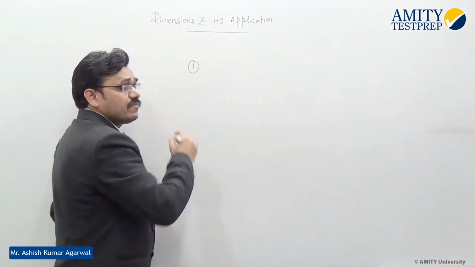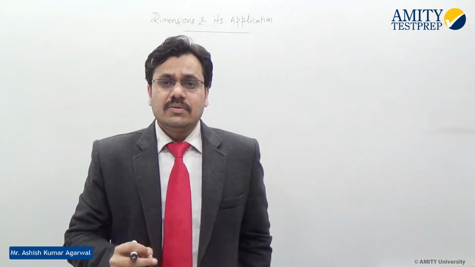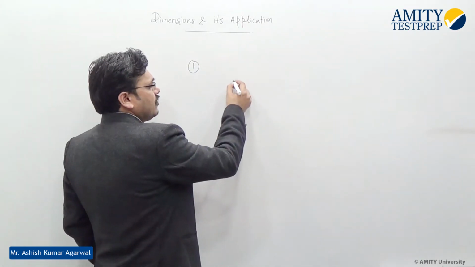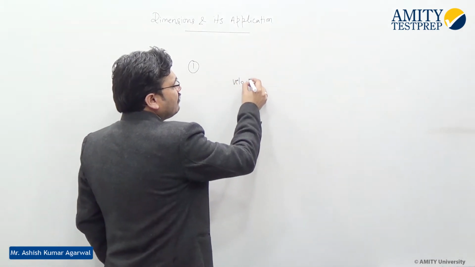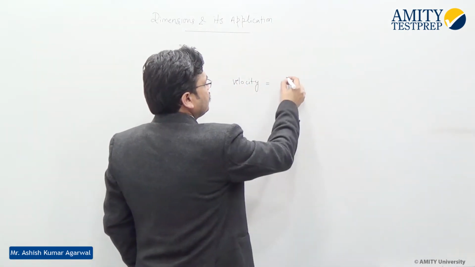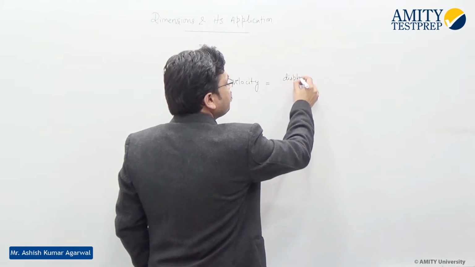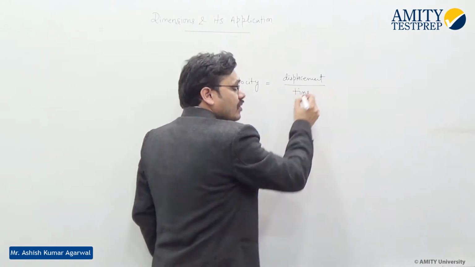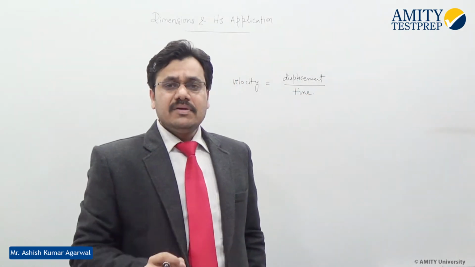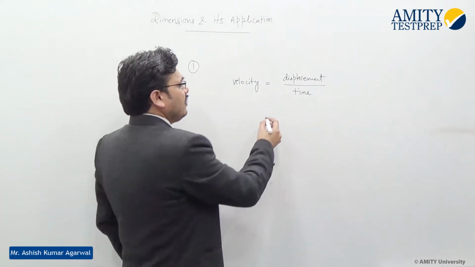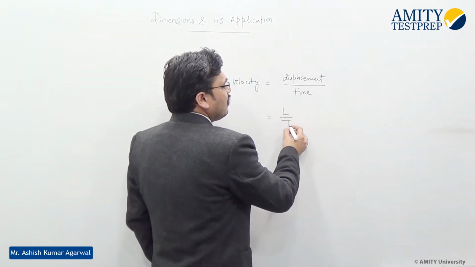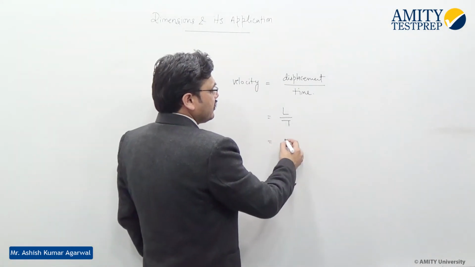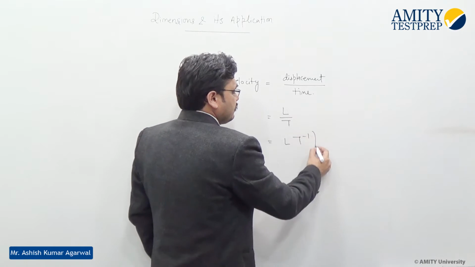Suppose I want to find out the dimension formula for velocity. How can I find it? First of all, we have to write the formula for velocity, that is displacement over time. As you know, the fundamental symbol of displacement is L and the symbol of time is T. So if you proceed with that, you can get LT^-1.